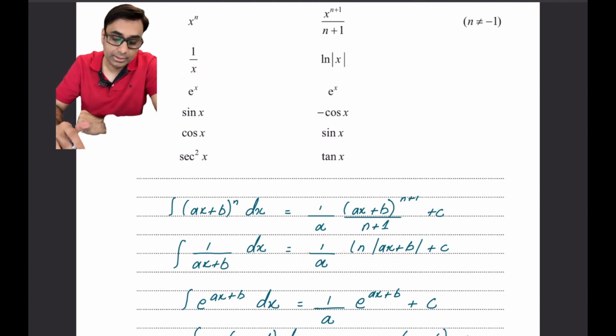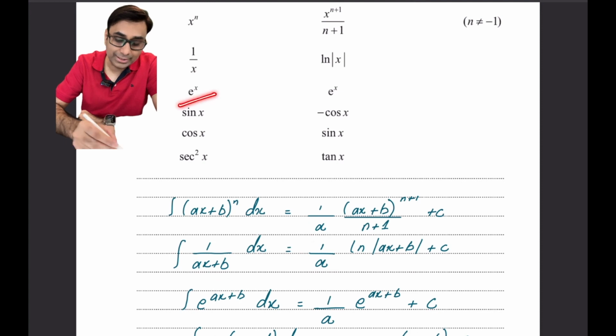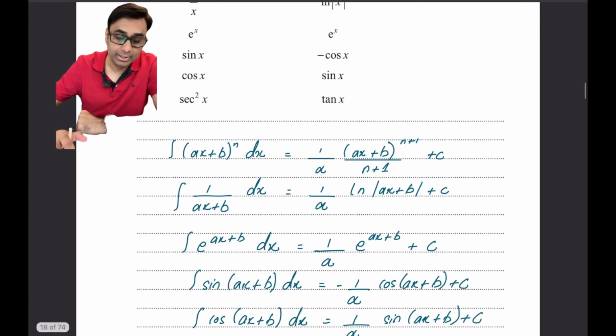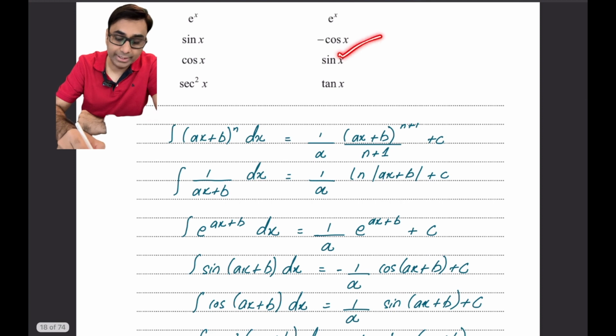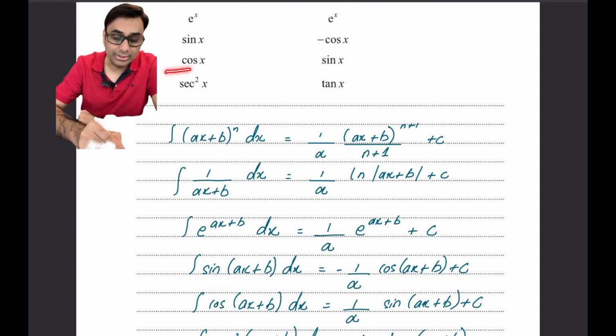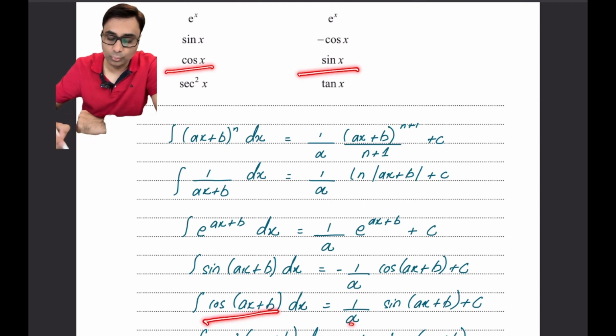Similarly, e power x integrates to e power x. So e power (ax + b) also integrates to e power (ax + b), and also gets divided by a. Sin x integrates to minus cos x. Similarly, sin(ax + b) integrates to minus cos(ax + b), and also gets divided by a. Cos x integrates to sin x. So cos(ax + b) would integrate to 1 over a sin(ax + b).